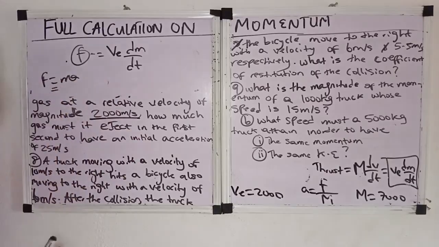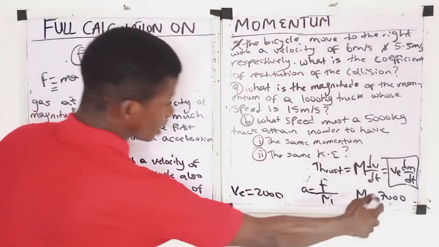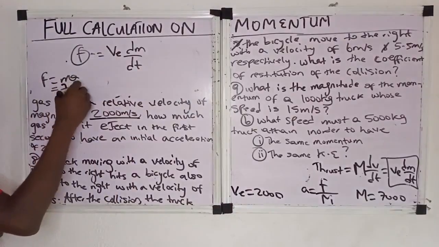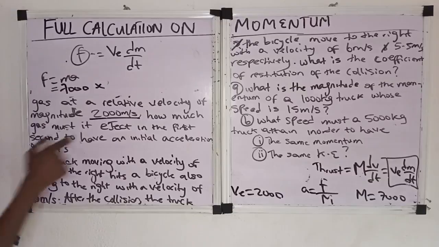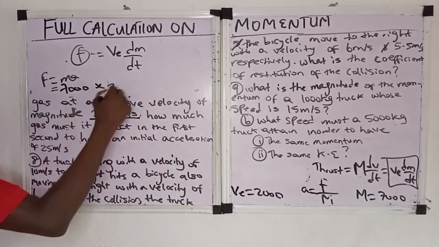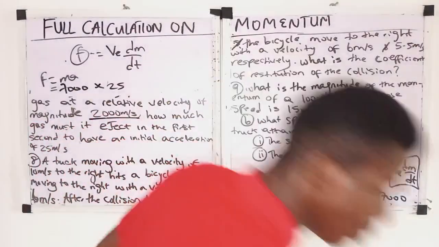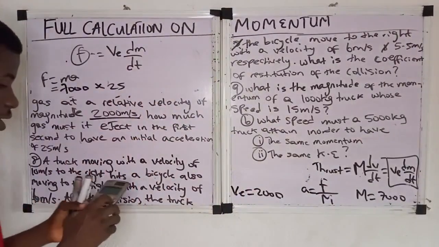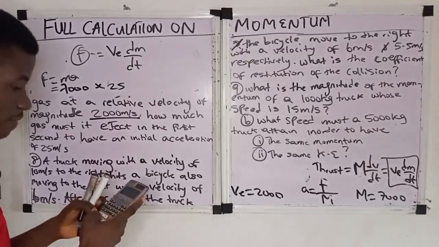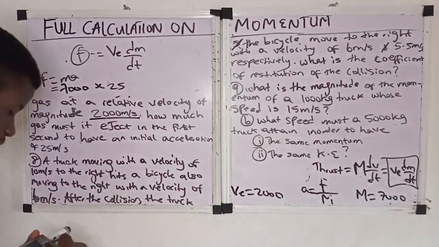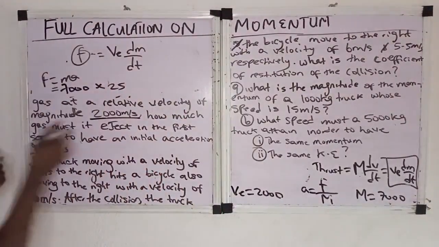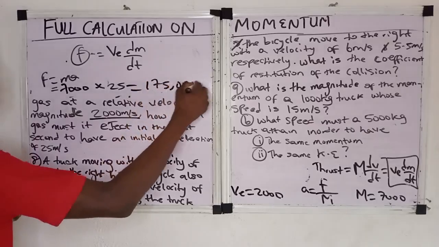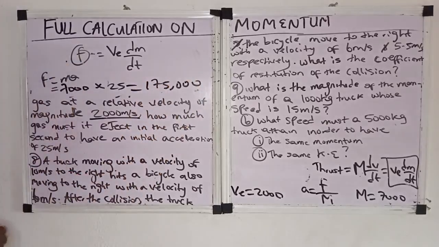Now, m is the total mass of the rocket, and they gave us the total mass of the rocket as 7,000. They also gave us an initial acceleration of 25. If we multiply everything, we get the total force, the thrust. So 7,000 times 25 is 175,000. So we have gotten our force or thrust.